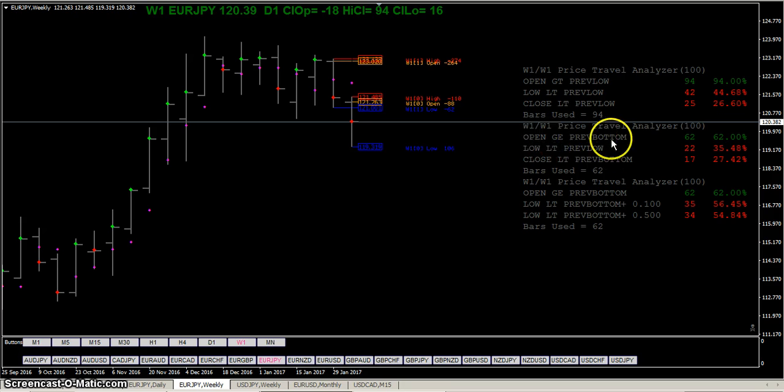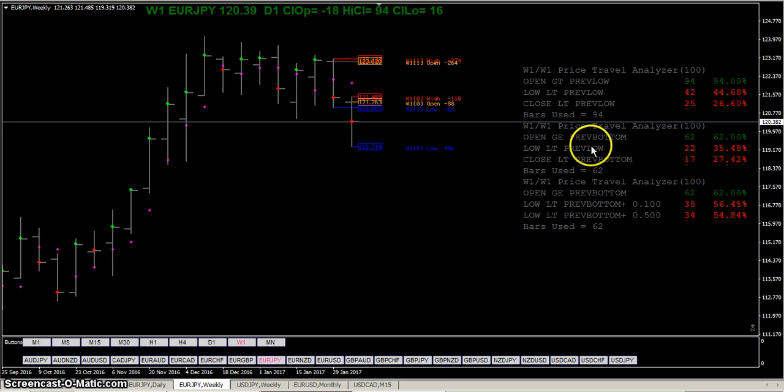Okay, in this second case, well, actually, no, the first two aren't the same. The first one, we're saying that the open was greater than or equal to the previous bottom of the candle. So in other words, the bottom of this candle, actually this is a bar chart, but if it was a candle chart, this would be the bottom right here.